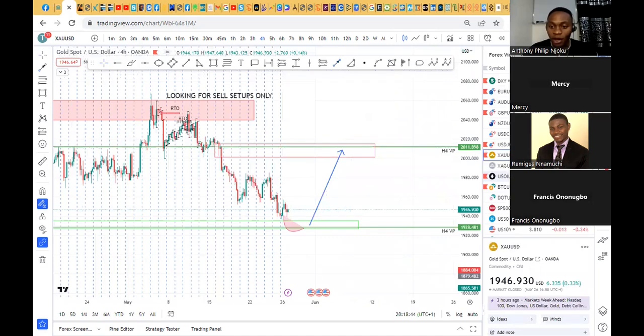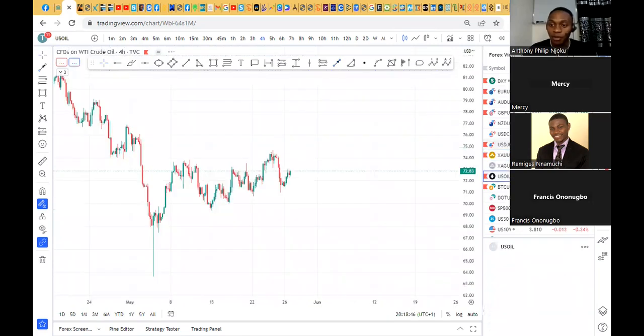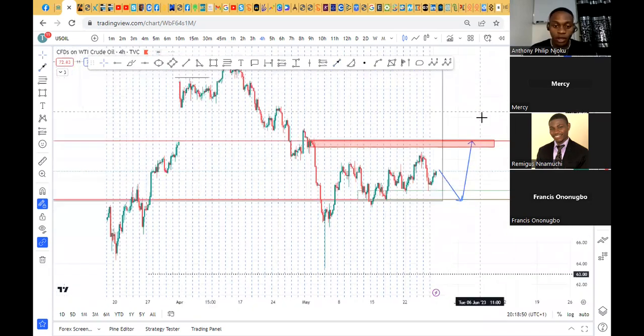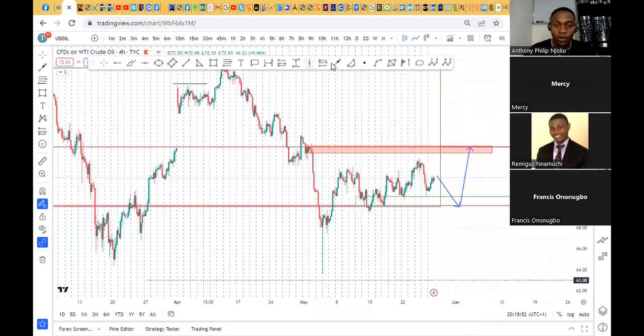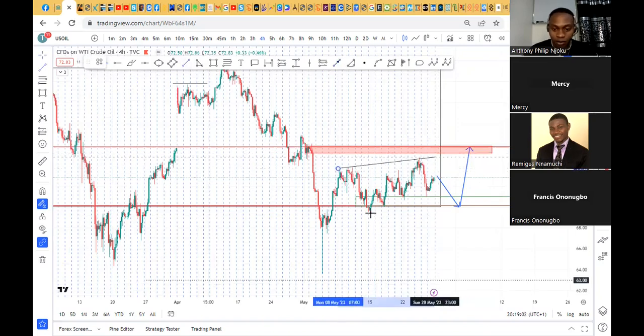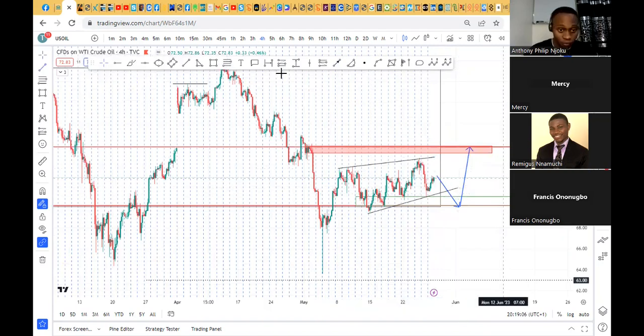Then the next on our list is oil. Very, very important. Oil. This is oil. So for oil, we have seen some kind of consolidation, but this is more of an expanding. No, I'm not calling it expansion. This is more of an expansion flat.